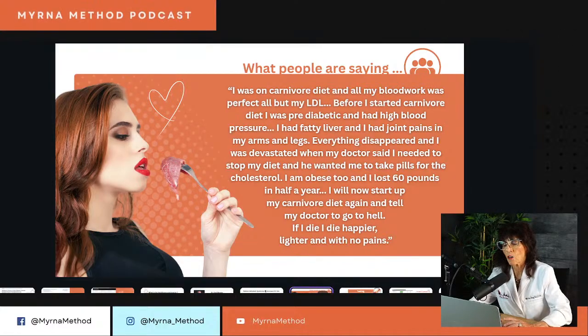I was on a carnivore diet and all my blood work was perfect, but my LDL. Before I started the carnivore diet, I was pre-diabetic and I had high blood pressure. I had fatty liver disease and I had joint pain in my arms and legs. Everything disappeared when my doctor said I needed to stop my diet and he wanted me to take pills for the cholesterol. Everything disappeared. Her metabolic syndrome went away, but her LDL skyrocketed.